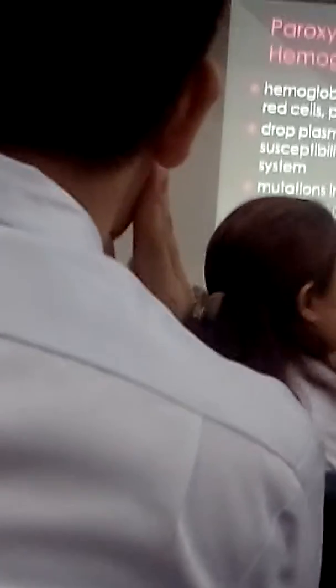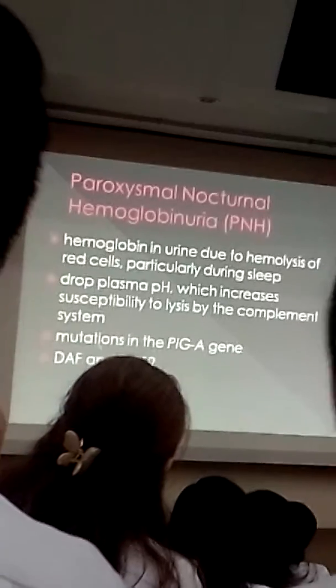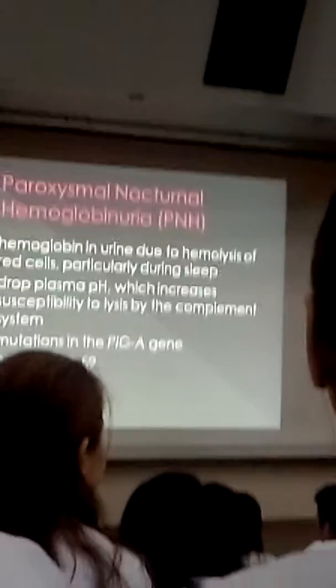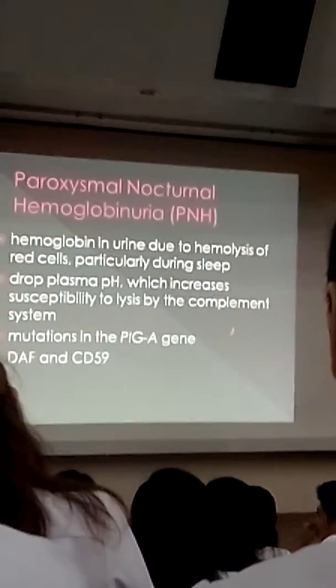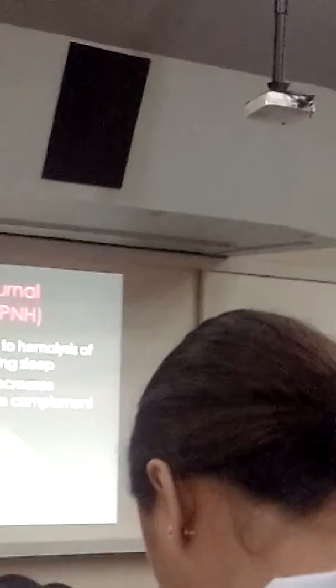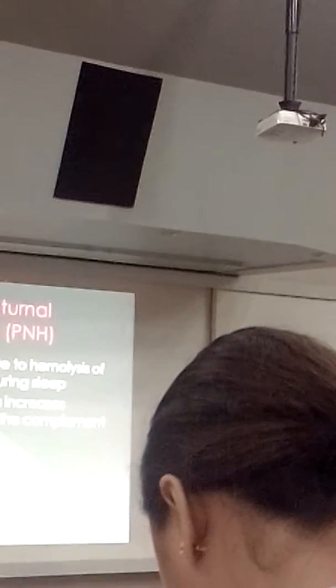So an increased plasma pH makes your RBC susceptible to lysis by the complement system. Of course, unless you're a medtech or a biology major, you're not very familiar with the complement system. There's a lot of steps. For now, you just know that it can cause lysis of red cells. And of course, here, the main mutation is in the PIG-A gene. What's PIG? PIG.